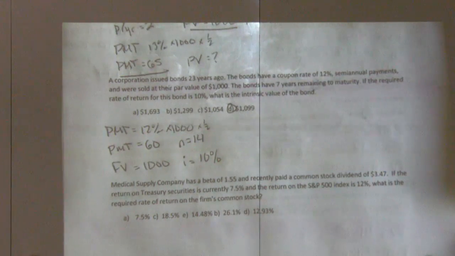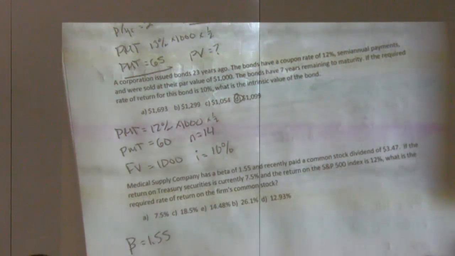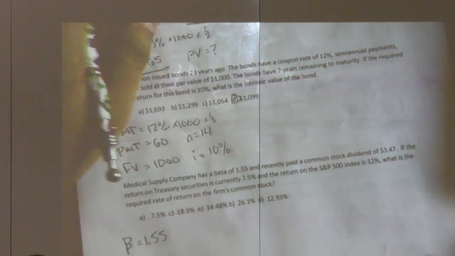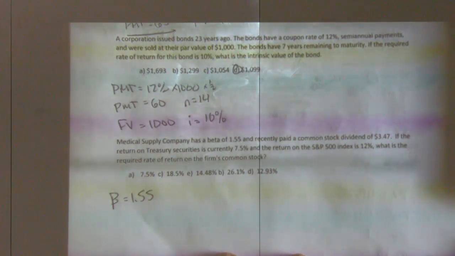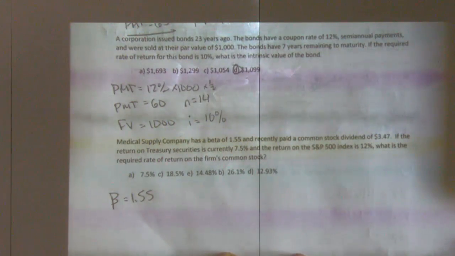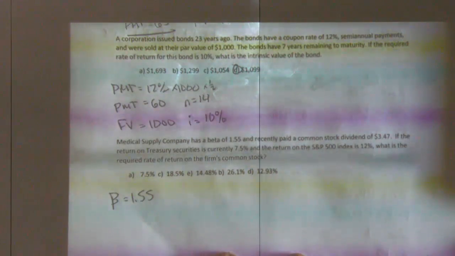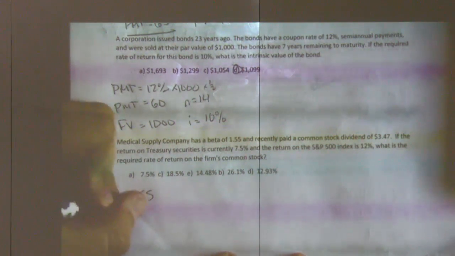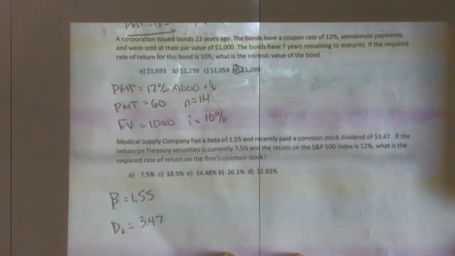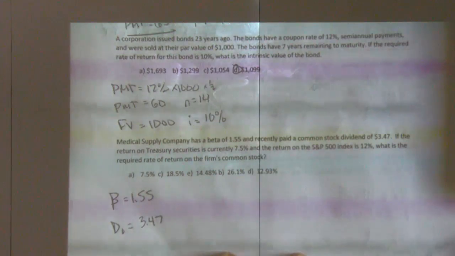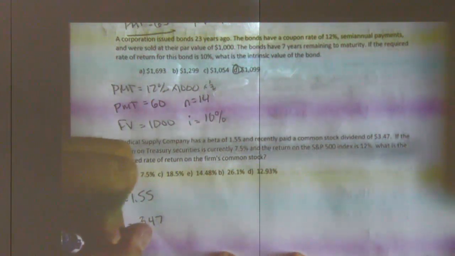A medical supply company has a beta of 1.55, so you know right off the bat, your beta is 1.55. They recently paid a common stock dividend of $3.47. The hint here is "recently paid," so that means our D0 is going to be this $3.47. And the return on treasury. Now remember, treasury securities are always risk-free. So your risk-free rate is going to be that 7.5%.